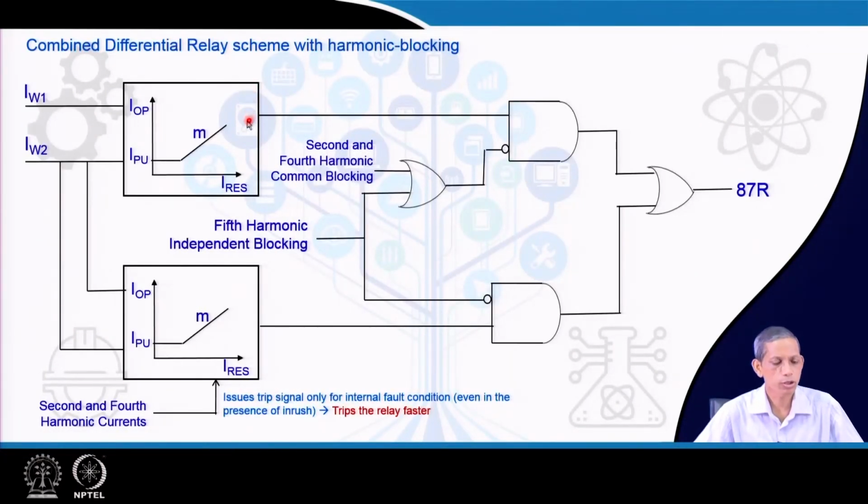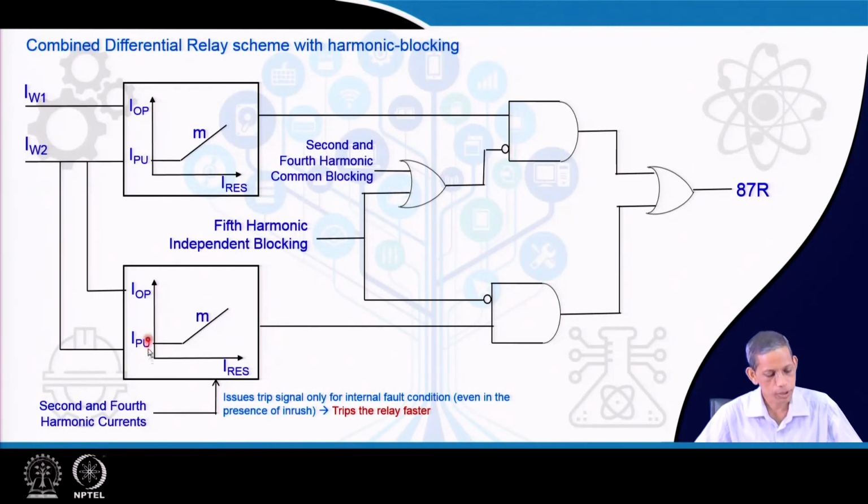So, overall, if we combine the harmonic blocking and all these schemes, the percentage differential relay takes the current from the two windings for each phase, and then the decision process follows. It takes second harmonic and fourth harmonic common blocking schemes, and also independently fifth harmonic blocking or operation. There is another scheme, already discussed in the restraining case, where you add the second and fourth harmonic and then go for the trip decision, but independently fifth harmonic blocking is also there, and both run in parallel, making an OR operation to reach the decision.